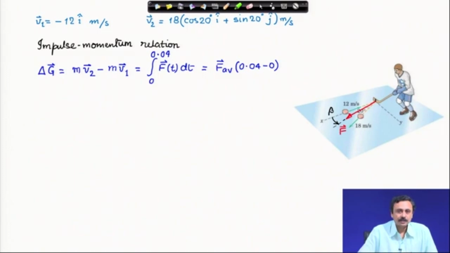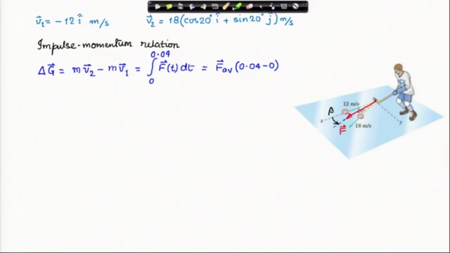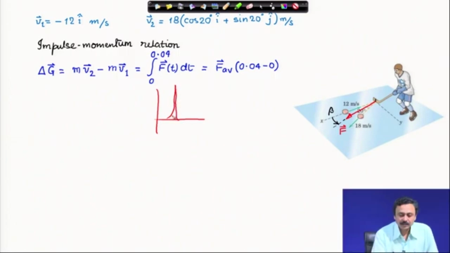The change in the linear momentum of the puck, which is mass times velocity vector after being hit, minus mass times velocity before the impact, must be equal to the impulse of the force. Now, we do not exactly know what is the form of the force. Some time varying force, usually these forces are very short duration and very high magnitude.